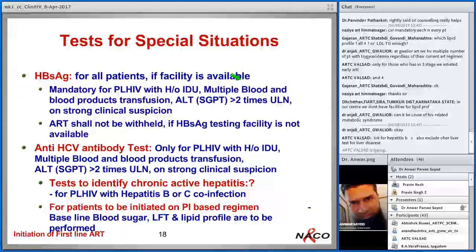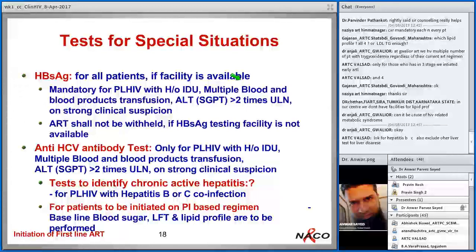Can it be because of HIV related metabolic syndrome? Yes, I would say that it can be a reason, but that is a diagnosis of exclusion. You cannot confirm it. Before labeling it as HIV related metabolic syndrome, you need to rule out so many things.